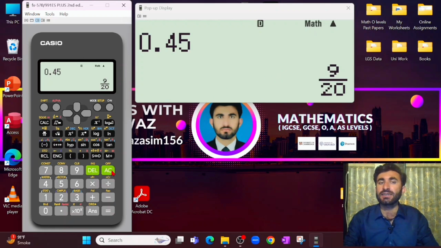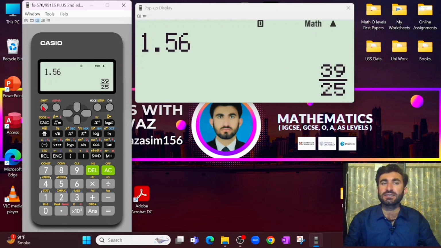Let us take another example, like I have taken 1.56, press equal to, and it converts it into 39 upon 25, which is an improper fraction because this time the numerator is higher than the denominator. And in order to convert an improper fraction into a mixed fraction, just press shift and the S to D button, and it converts it from improper to mixed fraction, 1 whole 14 upon 25.